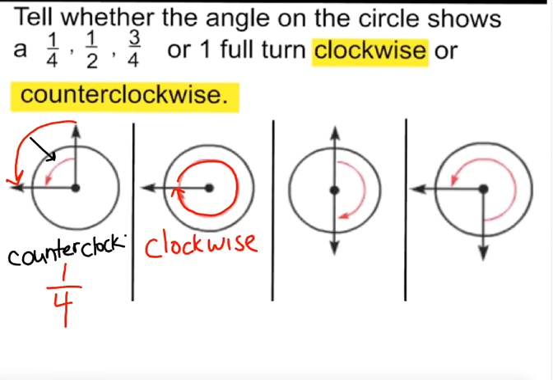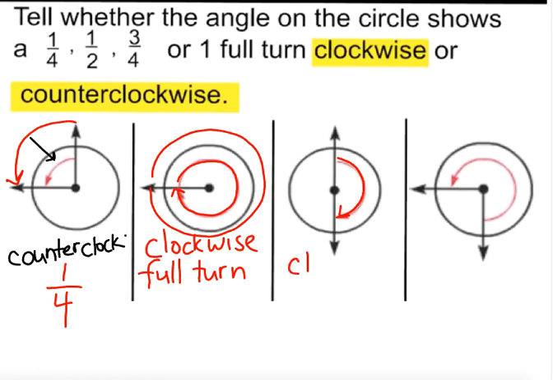Okay. Now I have to look at the starting point and ending point. So I have here all the way around in here. So it's a full turn. So full turn, 1 full turn. Okay. All right. Next one, I have to figure out the direction. This is going to the right. So this is clockwise.